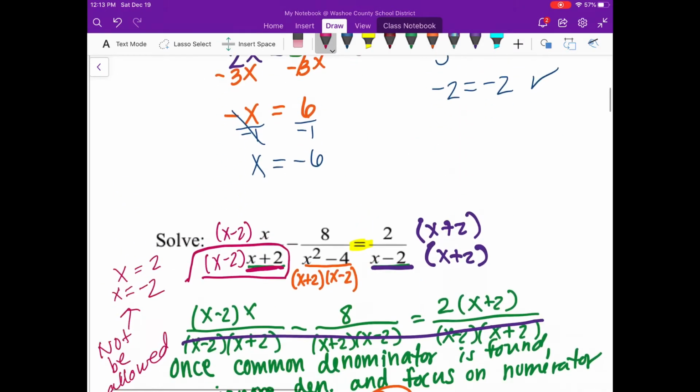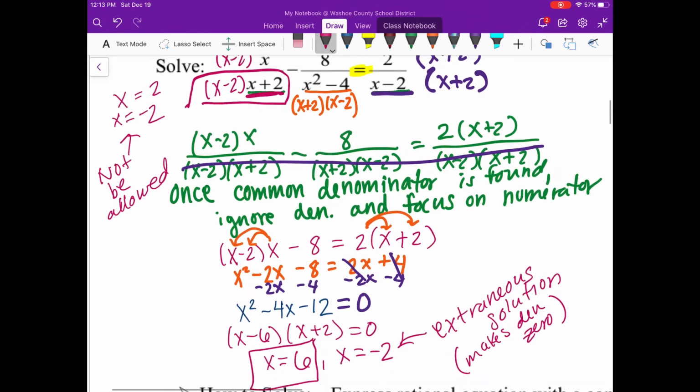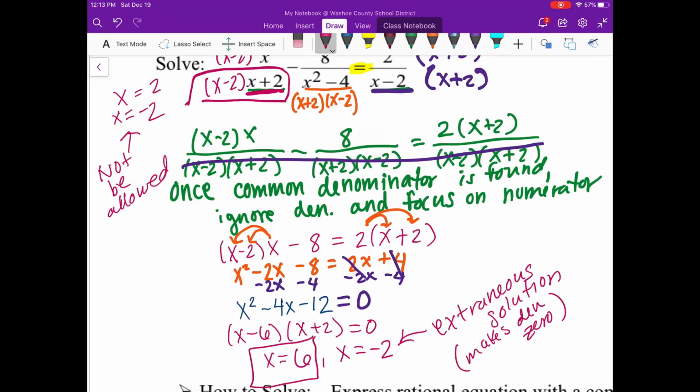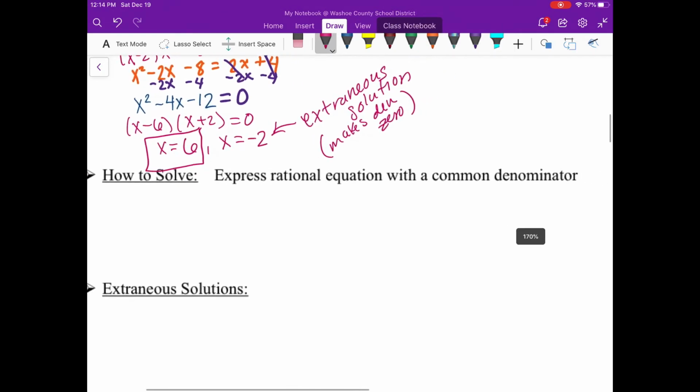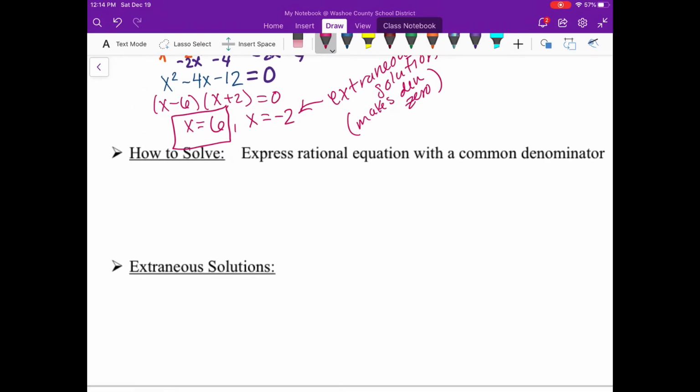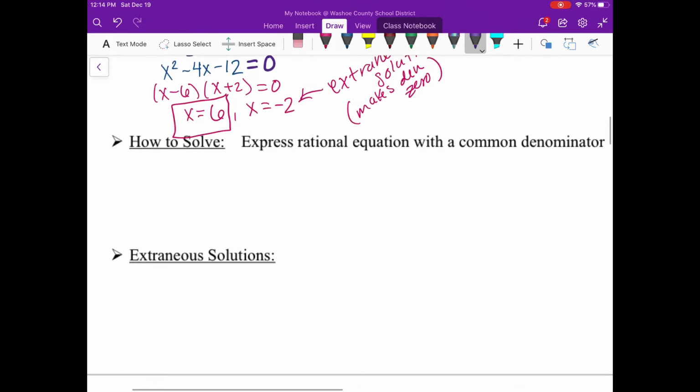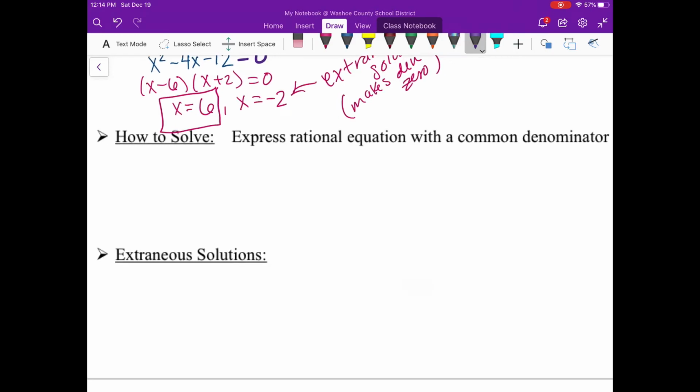Even though in the very first example we checked that it was true in the equation, when you're dealing with rational functions, you want to check if the number will ever make the denominator 0. And if it does, you don't want it. So let's talk about how to solve these. Express the rational equation with a common denominator. We already did that. Remember, once you find the common denominator, you can ignore the denominator and just focus on the numbers on top. And then we just talked about what an extraneous solution is.